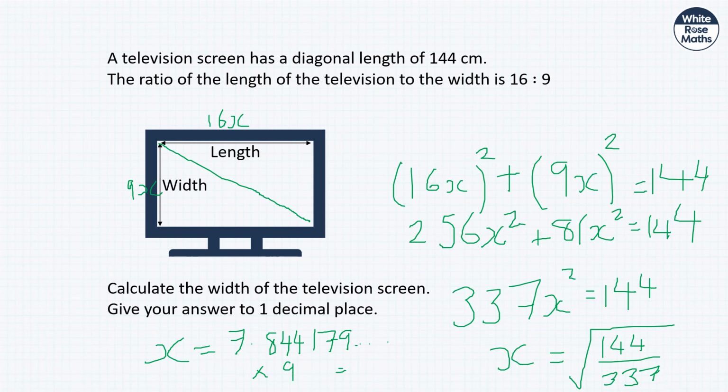Let's have a look here. Sorry, I can't get a fraction button on this one. One second, guys. Let's get my calculator up on my phone, sorry. So the square root of 144 divided by 337. Why am I getting a different answer now? Oh, sorry, that's equal to 144 squared, guys. I apologise. Sorry about that.